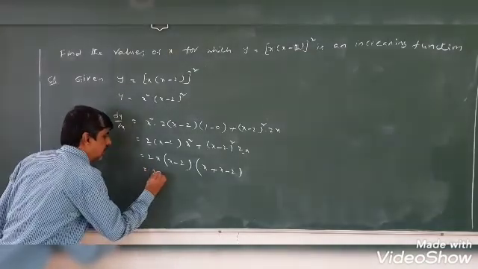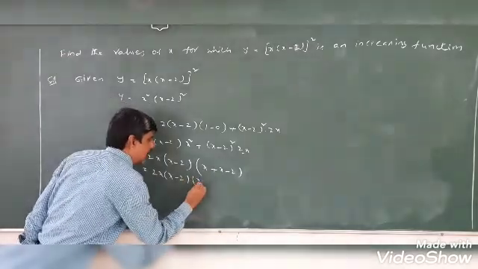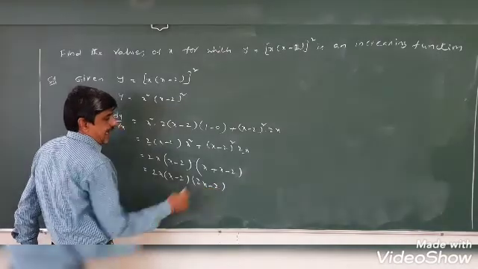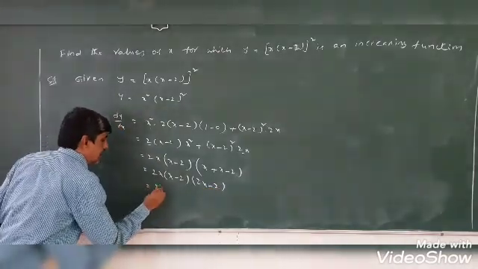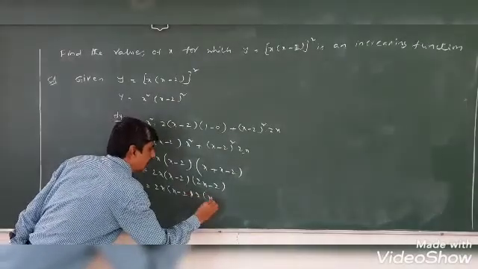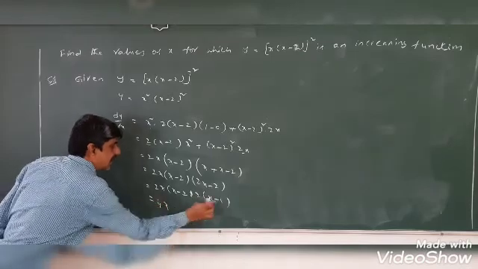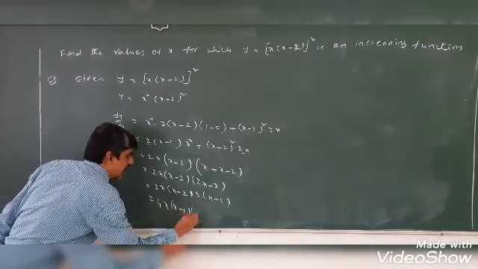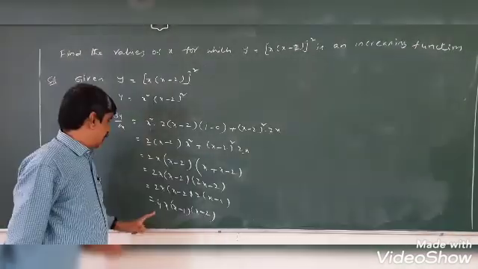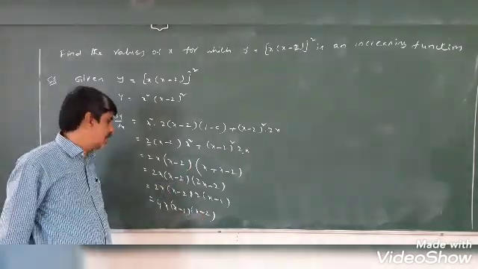So this is nothing but 2x into (x minus 2) into (x plus x minus 2), that is 2x minus 2. Then come out 2 here. So this is 2x into (x minus 2) into 2 into (x minus 1). This 2 into 2 is 4. So dy by dx is 4x into (x minus 1) into (x minus 2). Set 4x into (x minus 1) into (x minus 2) equal to 0.